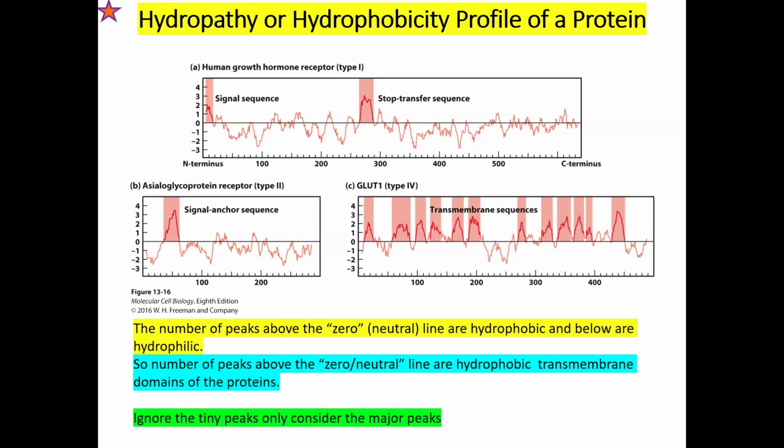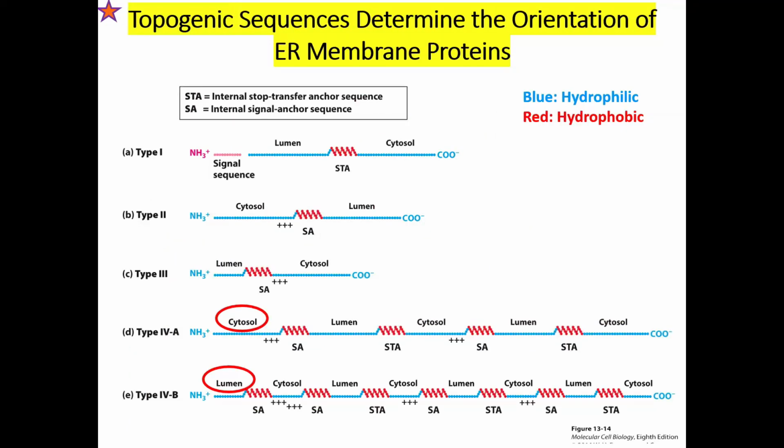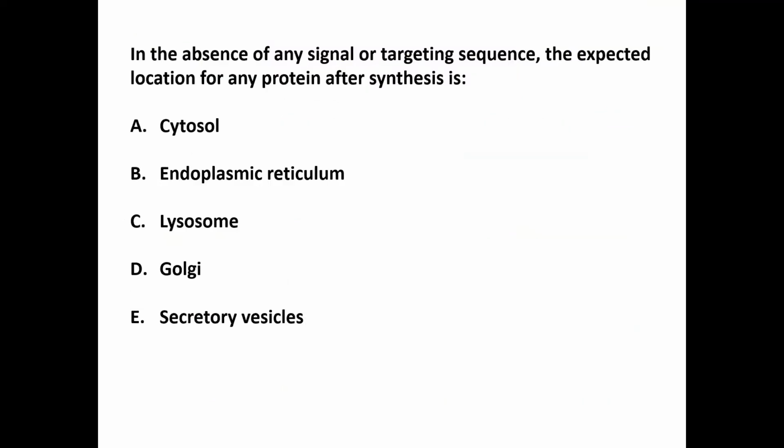All right, any questions from that? So let's do some quizzes. We have already done that. Just remember that in the absence of any signal targeting sequence, the expected location for the protein is always cytosol. For endoplasmic reticulum, lysosome, Golgi, secretory vesicles, you need a signal sequence or targeting sequence. For nucleus, mitochondria, chloroplast, peroxisome, all of these will need a sequence of a different type. Only the cytosol will not have anything.